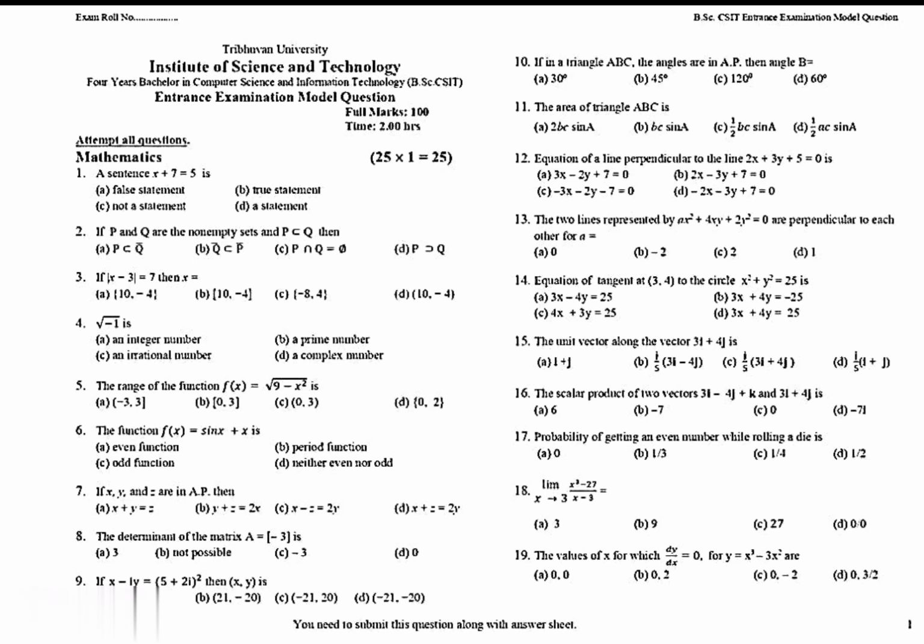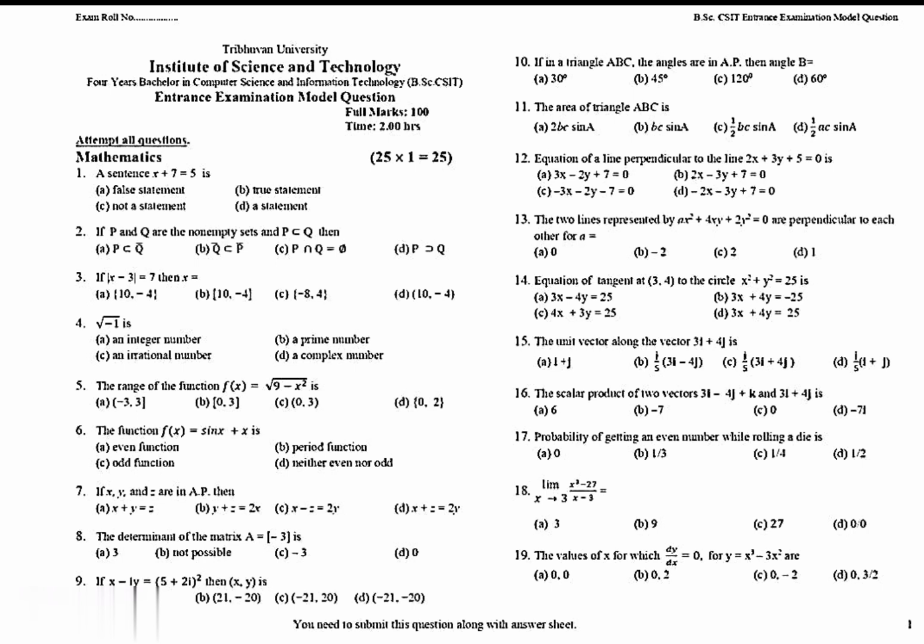Question number 5. The range of function f(x) equal to root over 9 minus x square is A. Half open bracket minus 3, 3, B. Close bracket 0, 3, C. Open bracket 0, 3, D. Curly bracket 0, 2. Question number 6. The function f(x) equal to sin x plus x is A. Even function, B. Periodic function, C. Odd function, D. Neither even nor odd.